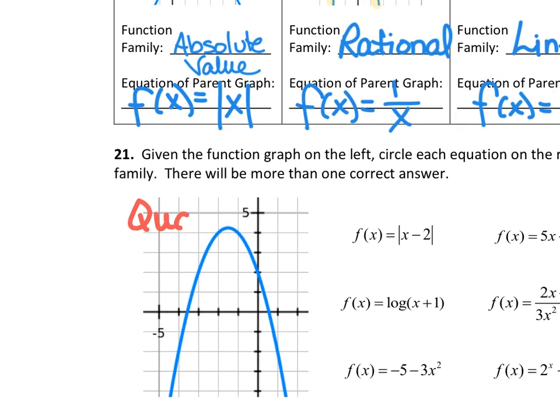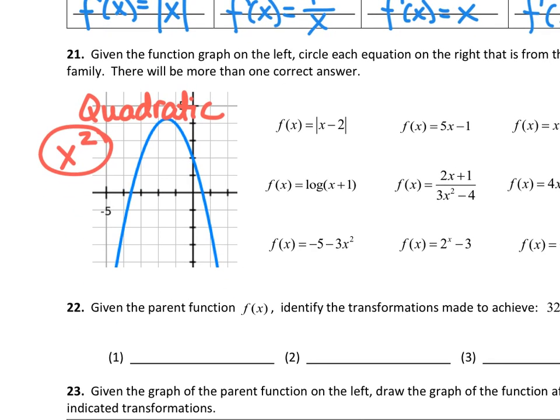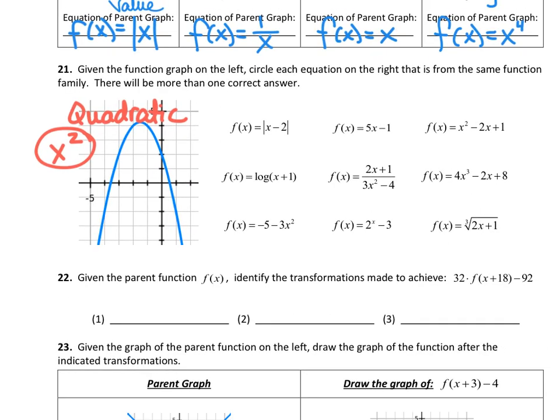Quadratic function has an x squared in it, but no exponent bigger than x. So over here, well, it can't be the first one, that's absolute value. It can't be the second one, there's no x squared there. But the third one has an x squared and no higher exponent on an x.